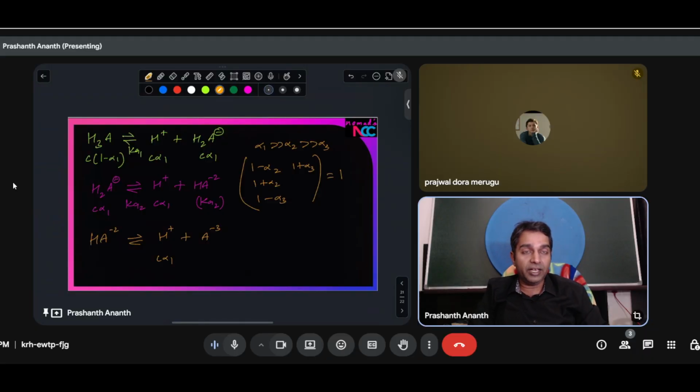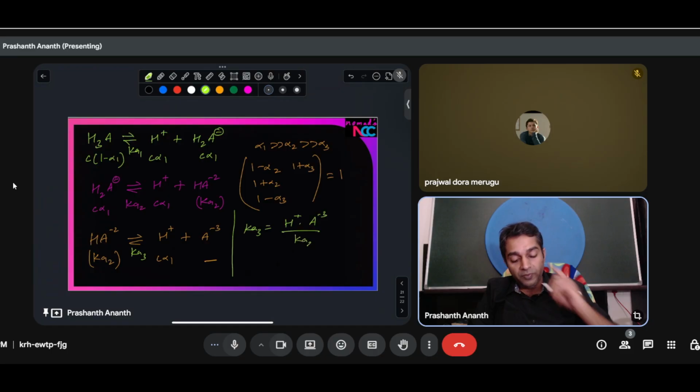So what will we have next over here? I will now have a slight difference. This will be Ka2 here. This though is an unknown. How do I calculate this one? This will be Ka3 now, correct? So I can now write Ka3 is equal to [H+] into [A³⁻] divided by [HA²⁻], meaning we will now have Cα1. So the A³⁻ concentration works out as Ka3 into Ka2 divided by Cα1.